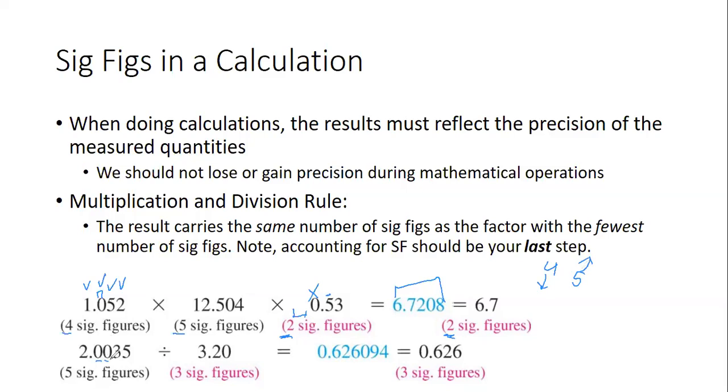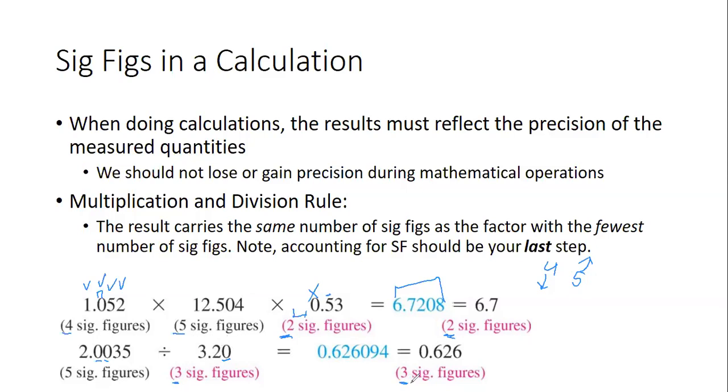These zeros are between non-zero numbers. So in total, there's 5 sig figs. This 0 is to the right of a non-zero number, so it is significant. Remember, 0 to the right is significant. So I'm taking a number that's 5 sig figs divided by a number that's 3 sig figs. 3 is less than 5. My answer should only have 3 sig figs.